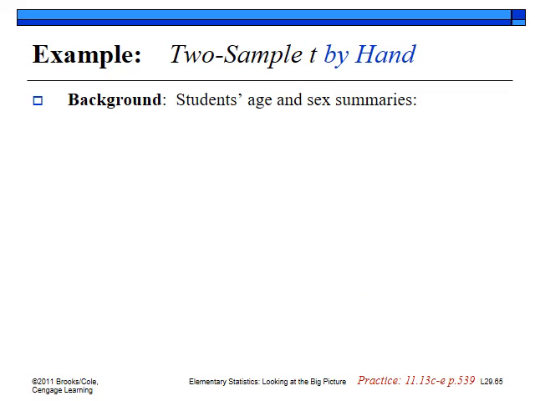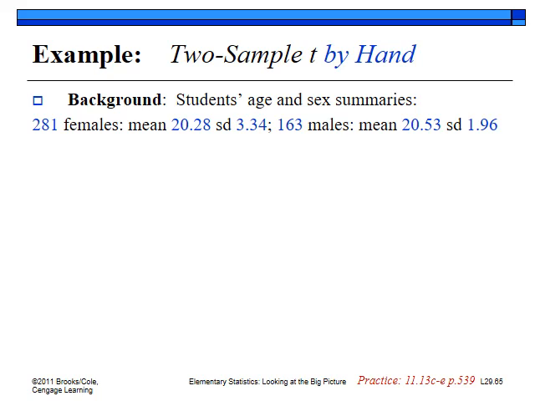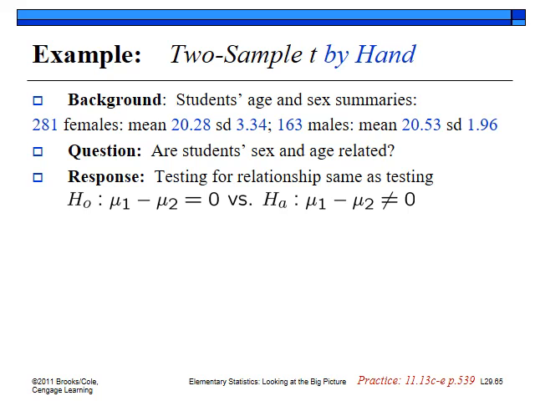How do we do this by hand? Here are the summary statistics. We have sample sizes for both, we have means for both samples, and we have standard deviations for both samples. If we want to know if age and sex are related, we first formulate our hypotheses. Our null hypothesis for 2 samples is always that the population means have a difference of 0, and the alternative is that the difference of the means is not 0.